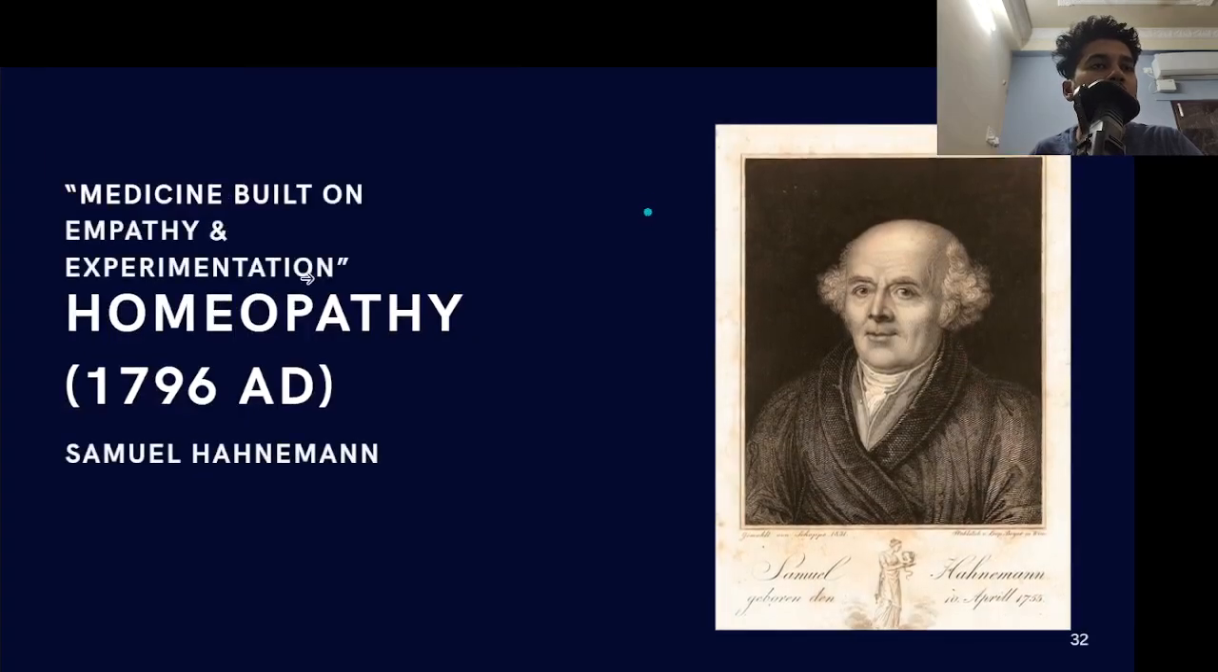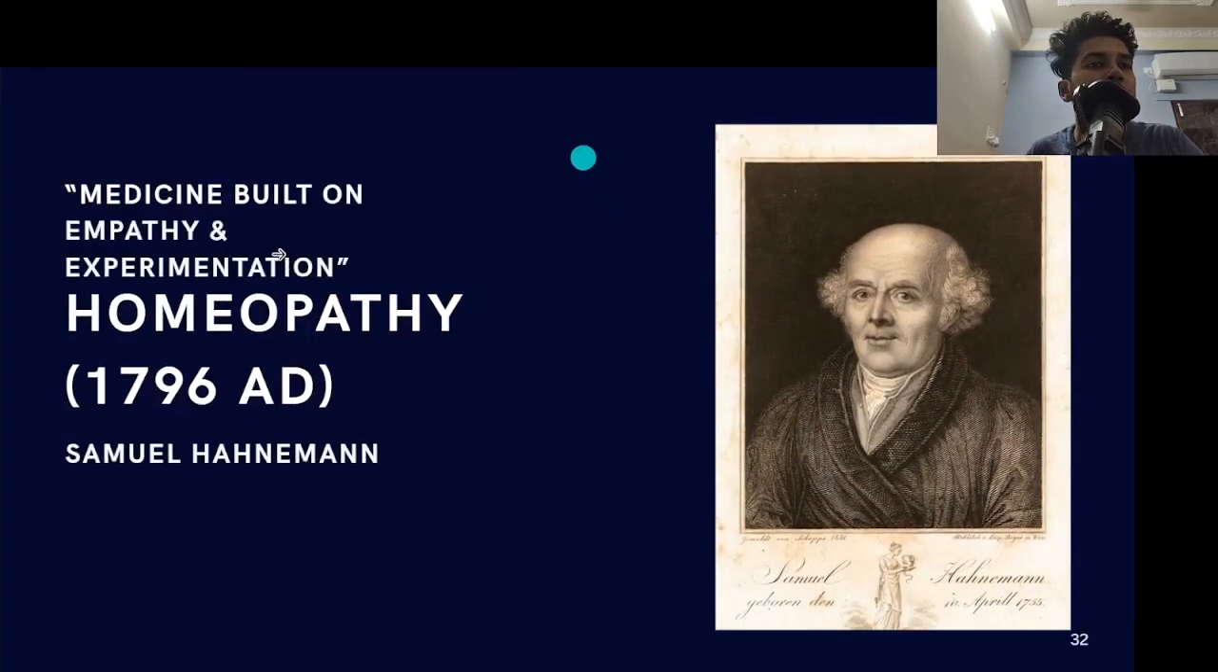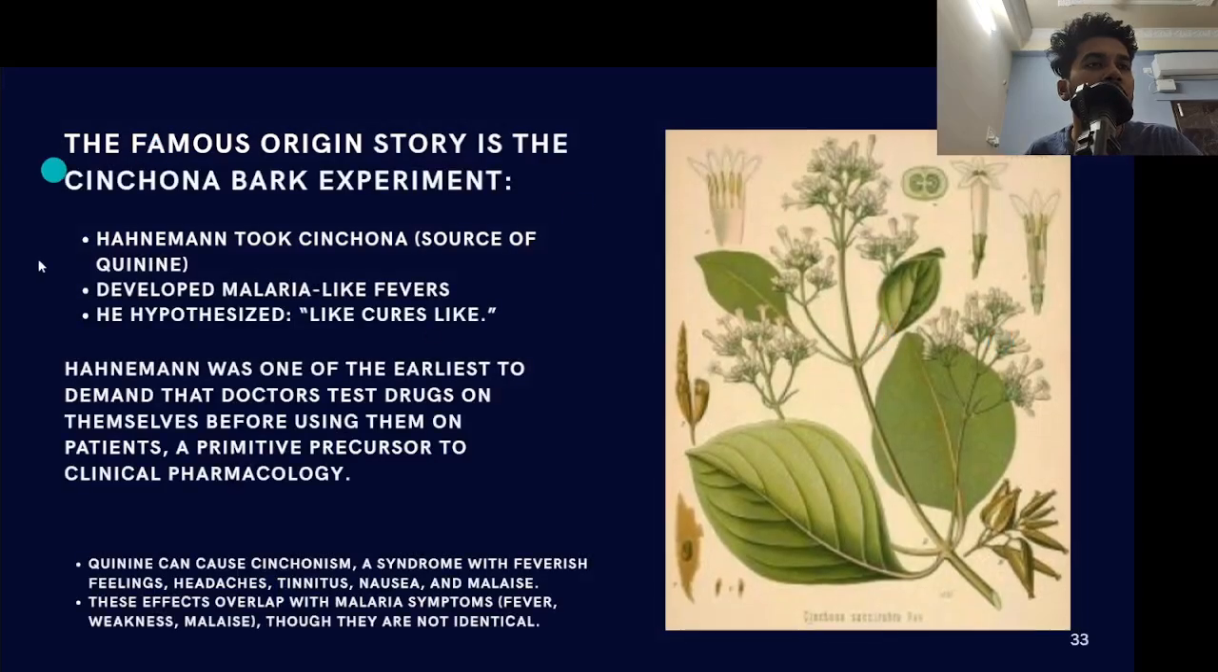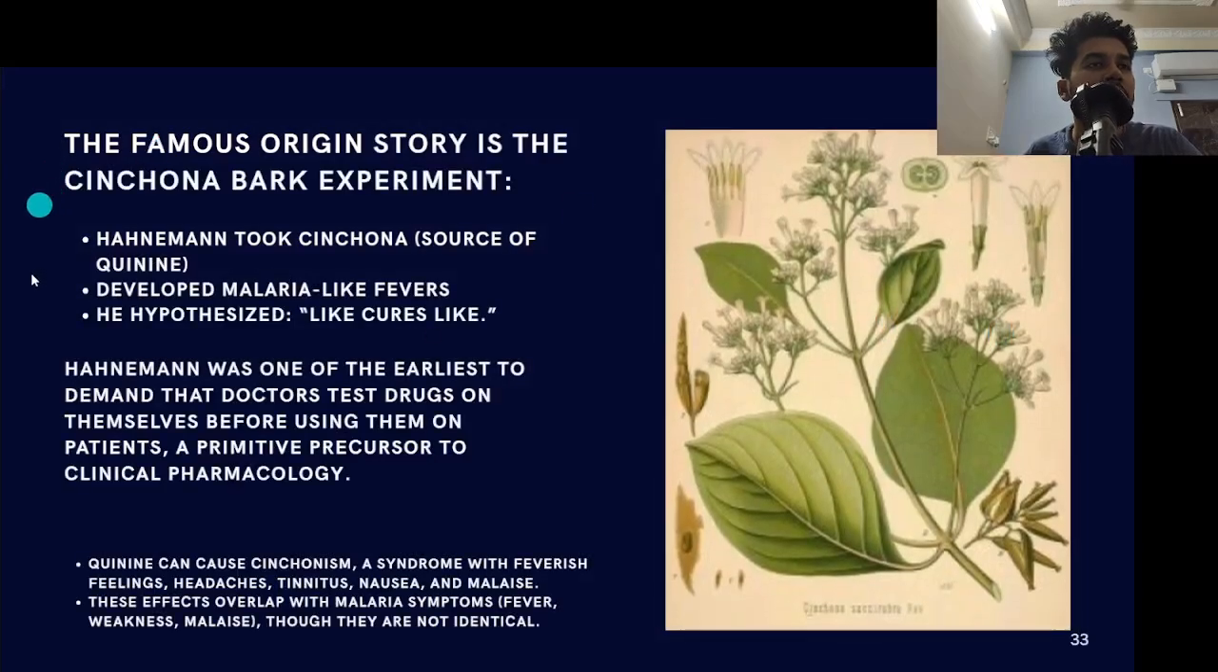Now we move towards another interesting aspect of alternative medicine, which is homeopathy. It was basically formulated in 1796 AD by Samuel Hahnemann, and this was supposed to be a medicine built on empathy and experimentation. And here is Samuel. The origin story is really interesting because it was based on an experiment on the cinchona bark. So this is the diagram that I could find, which looked appealing enough to put in the presentation.